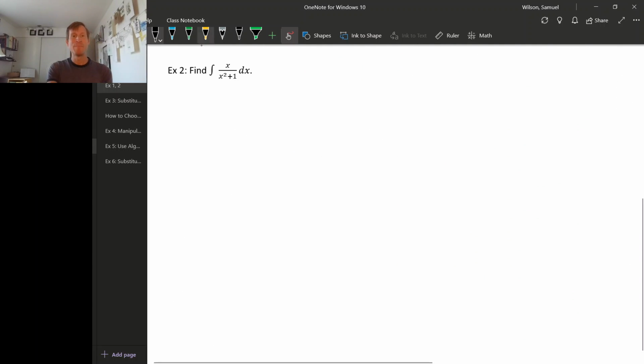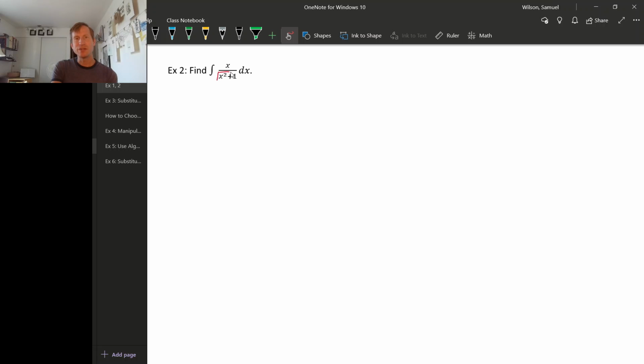Let's find the indefinite integral of x over x squared plus 1 dx. So remember, what we're looking for to do a u substitution is something that counts as an inside piece. For a fraction like this, I guess what you would usually want to treat as the inside piece is maybe just the numerator or maybe just the denominator. But remember, we're looking for an inside whose derivative shows up somewhere else.